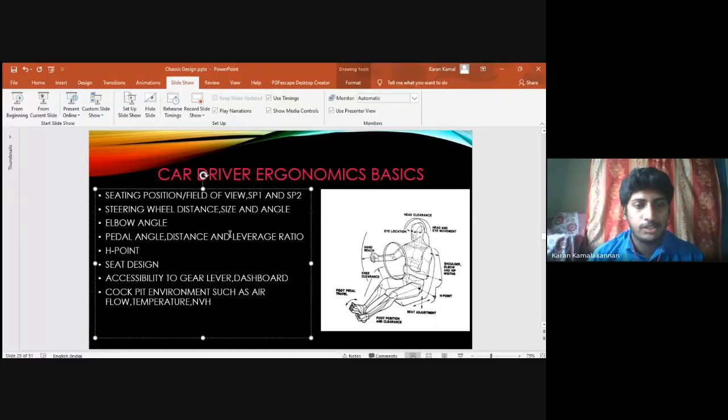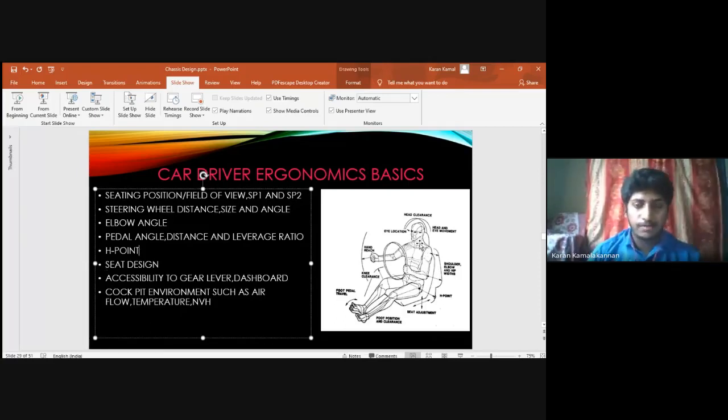And leverage ratio, for the brake pedal, we will be having the leverage ratio, right. So providing less effort, more braking. So that should be our objective. And next is the H point. The H point is where the body spine end will be in contact with the seat. That H point we need to design.